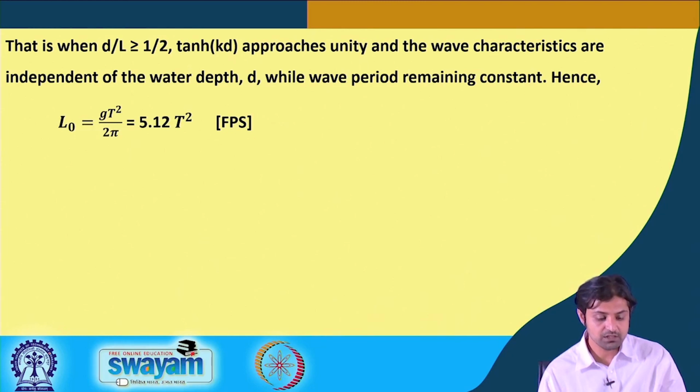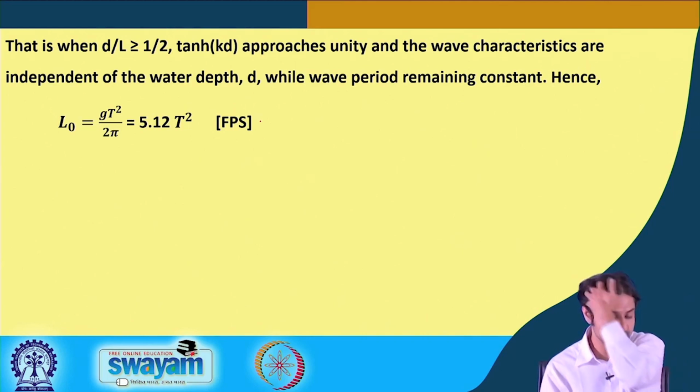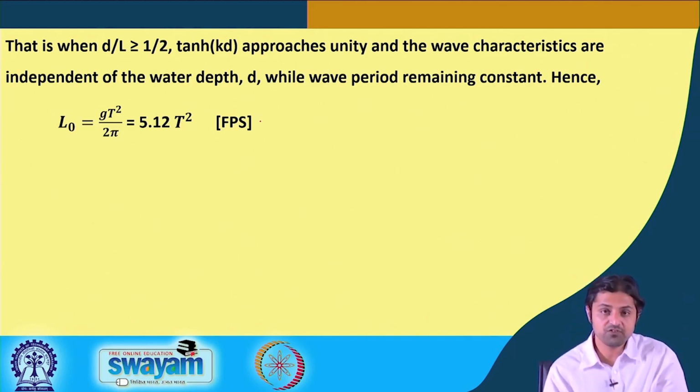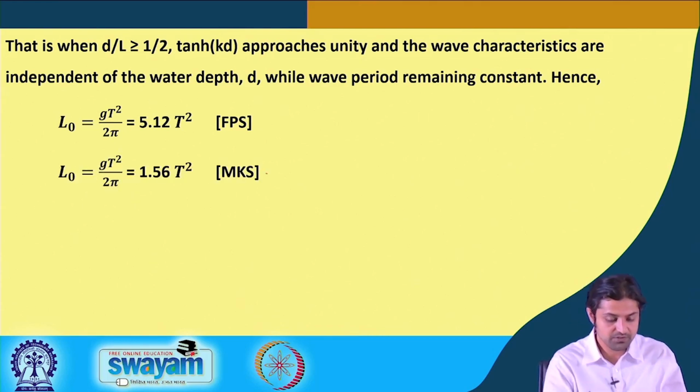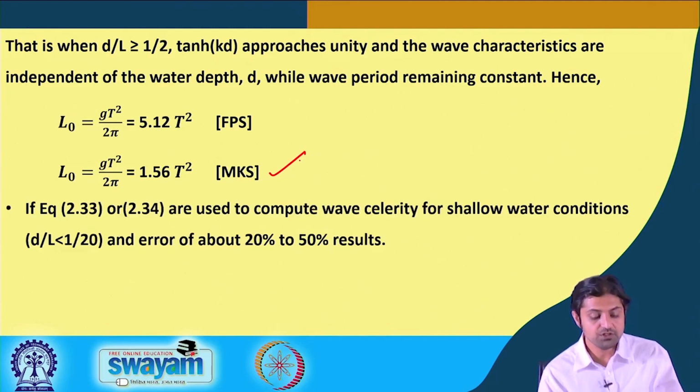So, L naught is in FPS, so this is a different unit, but in SI units, which is the one that we are going to use, it will be 1.56 times t square. This is the meter kilogram second unit, SI unit. If equations 2.33 and 2.34 are used to compute wave celerity for shallow water conditions, we are going to get errors of the order of 20 to 50%, which is not good, because we need to get the correct value of the velocities in shallow water. Shallow water occurs near the coast, for example.